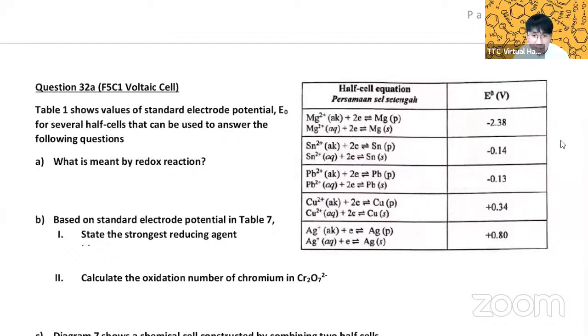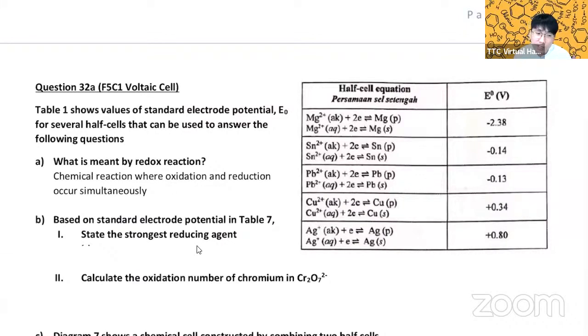Okay, now let's check these values here. Seems like the values are all correct from small to big. These need no rearranging. What is meant by redox reaction? Oxidation and reduction occur simultaneously, or you can say occur at the same time. A chemical reaction where oxidation and reduction occur simultaneously. Okay, answer me B, guys. Who is the strongest reducing agent? According to our table, weak, strong, weak. So Mg, yes, correct.